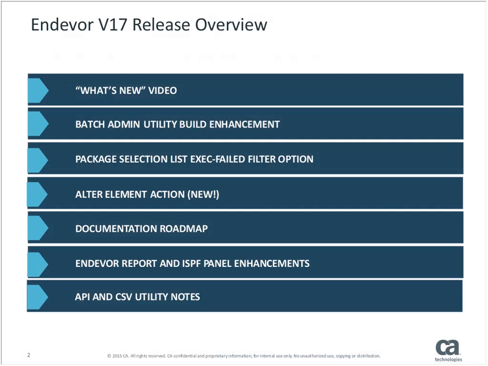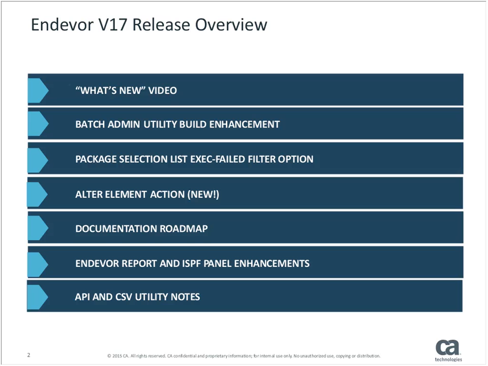Okay, I'm going to start with the review of the agenda. I'm going to talk about something that we've done for the first time, a What's New video. Then get into each of the major enhancements that were introduced with version 17: the batch admin utility build enhancement, package list, execute failed, a new filter option, and a brand new action called the alter element action. Those of you who have been with Endevor for some time may have heard about this years ago. We've finally gotten to the point where we've begun delivery of the functionality with the alter action.